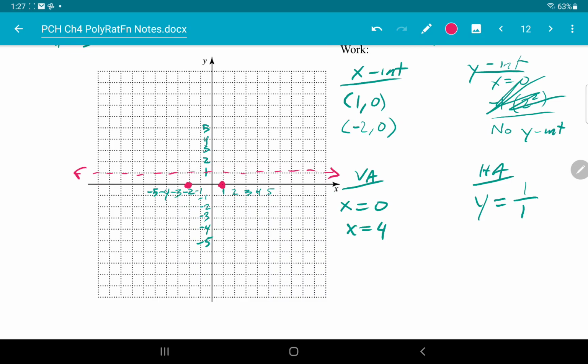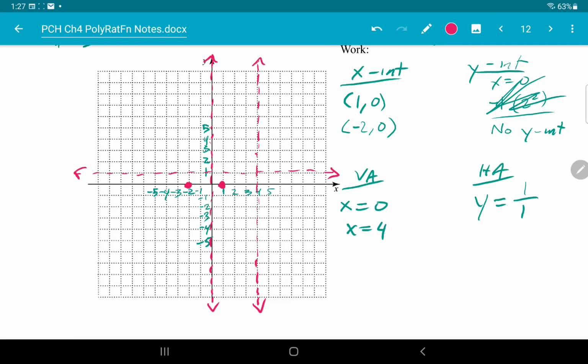And the vertical asymptote is at 0. This video is getting kind of long. I think I'm going to stop here after we finish this problem, x equals 4. And then I'll create another video for the second part of our notes. Okay, so there we go.